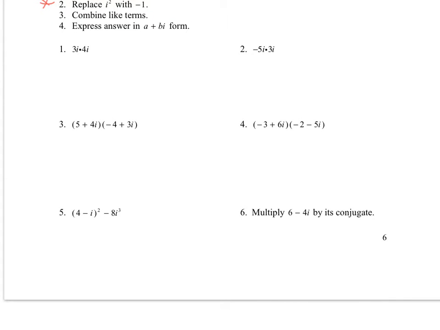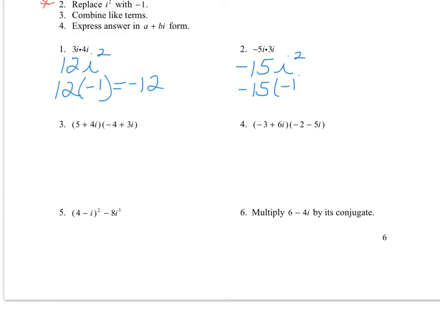Remember, again, we're multiplying. So 3i times 4i gives me 12i squared. But we know that i squared is a -1, so we really have 12 times a -1, which is a -12. All right, number 2, -5i times 3i is a -15i squared. But again, we know that i squared is a -1, so we have a -15 times a -1, which is a +15. All right, for number 3, we have a binomial times a binomial.